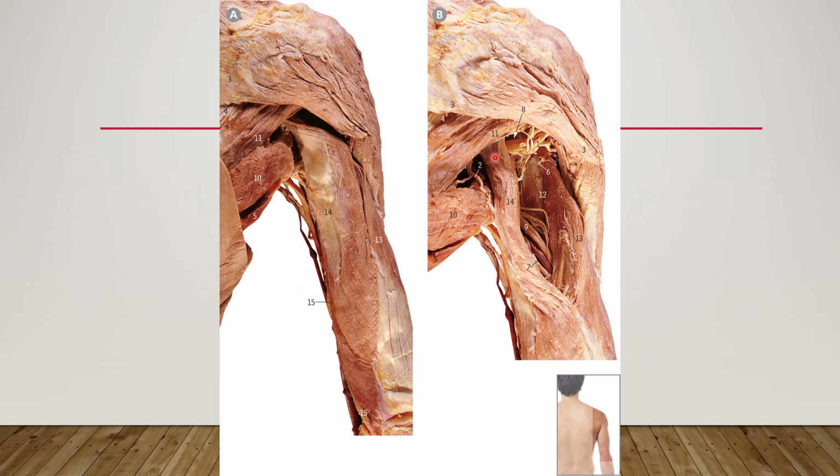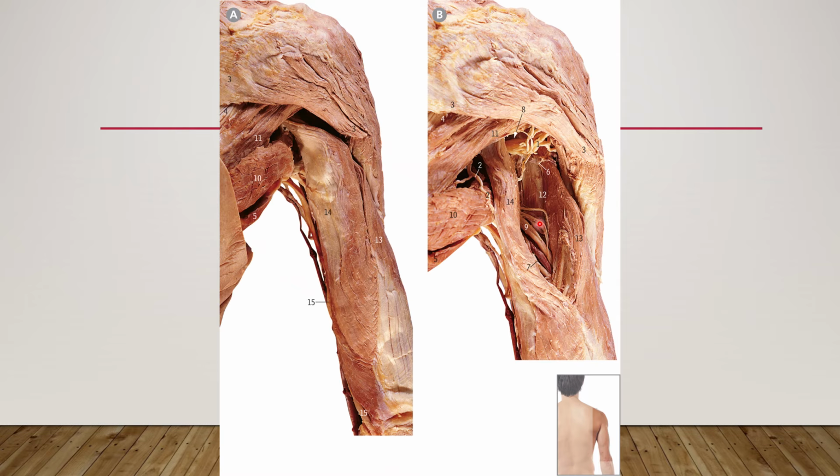Number 14 is long head of triceps. This one, the cut end. 13 is lateral head of triceps. And below this radial groove, you can see the radial groove. Below that, you will be having the medial head of triceps.